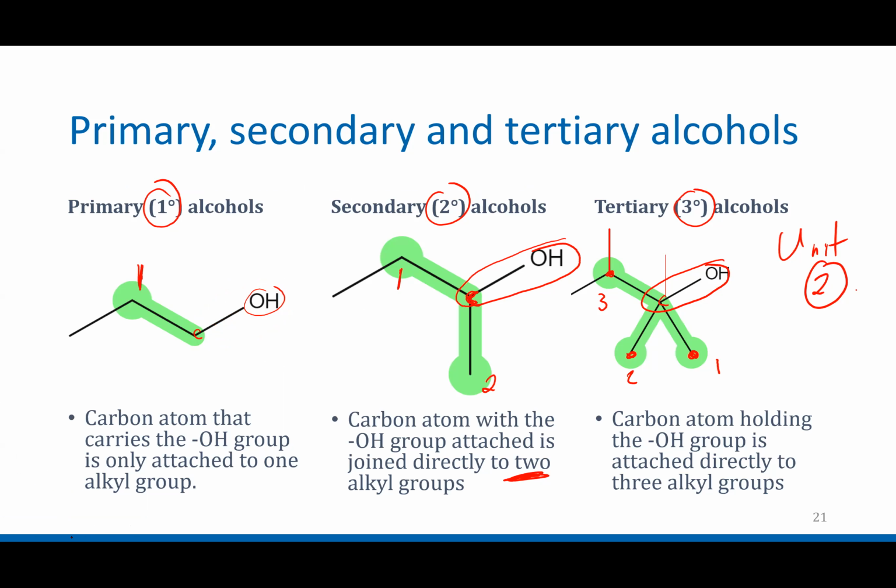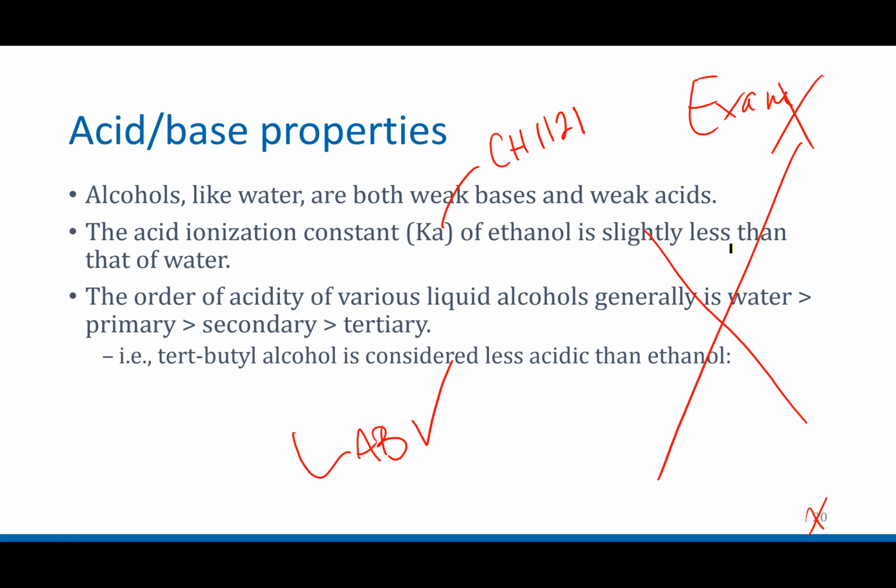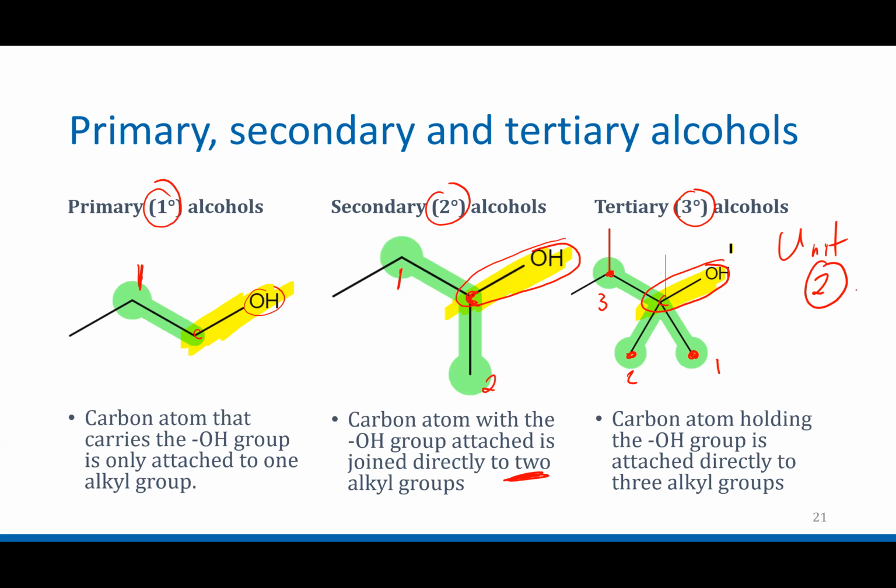Whoops, I meant to choose my highlighter, sorry. So I'm including the carbon here. Okay, and in terms of strength, water is more acidic than primary, secondary, and tertiary. So the weakest acid here, the smallest Ka, would be tertiary. Well, let's look at this example. I was just going to write here, in terms of strongest, this would be the most acidic.